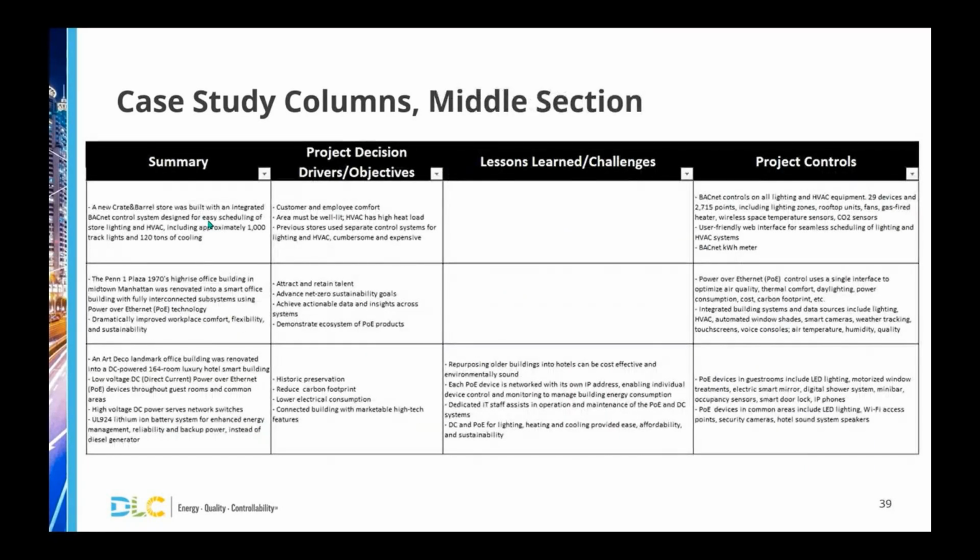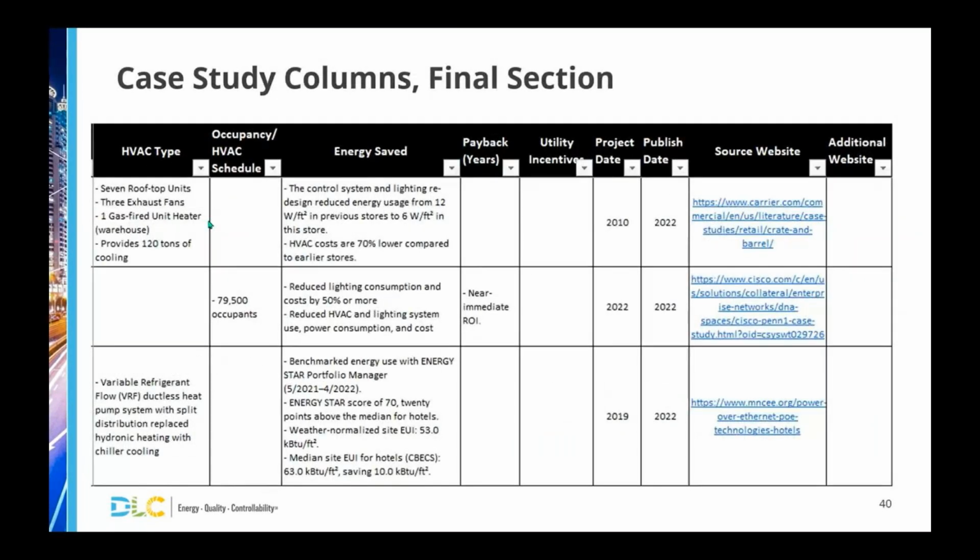The next 4 columns have more extensive text with a summary of each project, a description of the project objectives that drove the decision for integration, a list of lessons learned, and an overview of the control strategies that were used in each project. And then there are columns about the HVAC system type and schedule, energy saved, payback, incentives, date, and the source website where you can find the full original published case study. You can see that some of the cells are empty because some case studies did not address every topic.